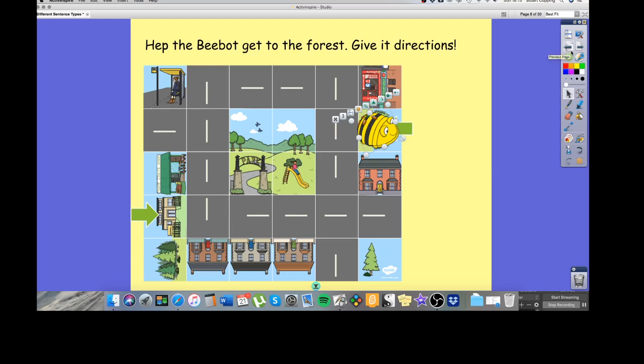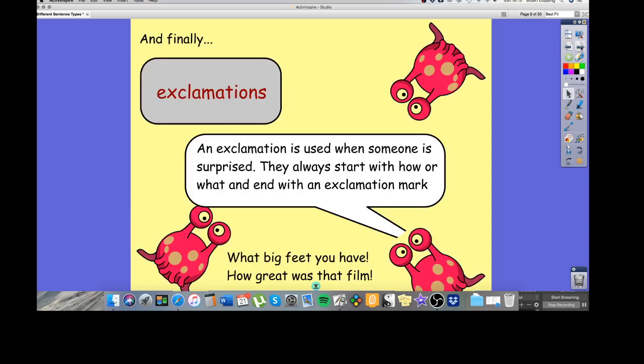So we've now done statements. I know this is quick, but the whole point of today is to try and get through this quickly, and then we'll focus on each of these every day this week. The last one is exclamations. So an exclamation sentence is used when somebody is surprised. They always start with how or what and end with that exclamation mark again.